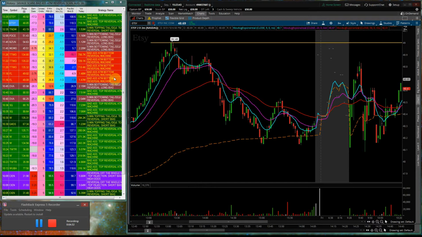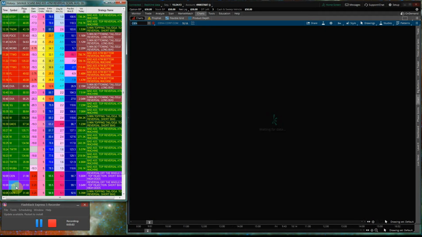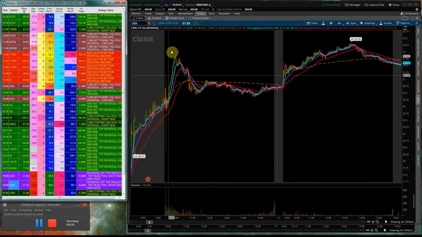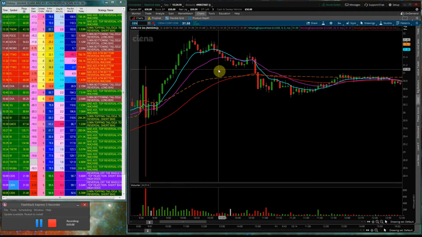Okay, so we're going to start with CEIN, which was from 10:09. The first one hit on the topping tail 5-minute candle recognition, which is quite a strong reversal signal. And then it hit the reversal off the whole number version 2 a couple of minutes later. So this is what we're looking at, this section here.